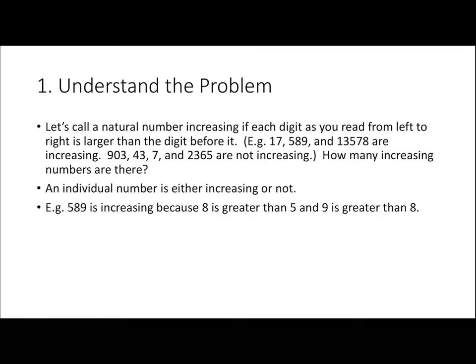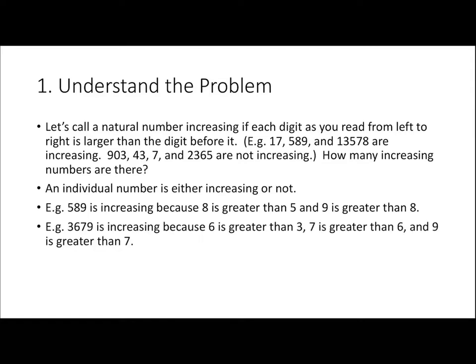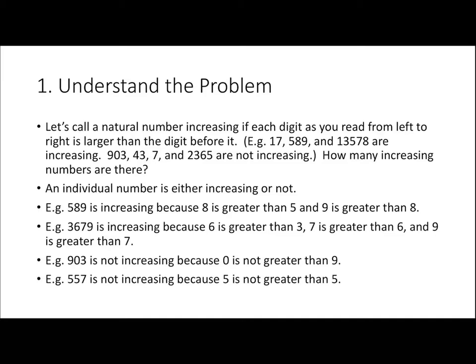For example, 589 is increasing because 8 is greater than 5 and 9 is greater than 8. 3,679 is increasing: 6 is greater than 3, 7 is greater than 6, 9 is greater than 7. 903 is not increasing because 0 is not greater than 9. And 557 is not increasing because 5 is not greater than 5. An important realization about this problem is actually that an increasing number can't have repeated digits. So the same number can't appear twice in an increasing number because it wouldn't be getting larger.